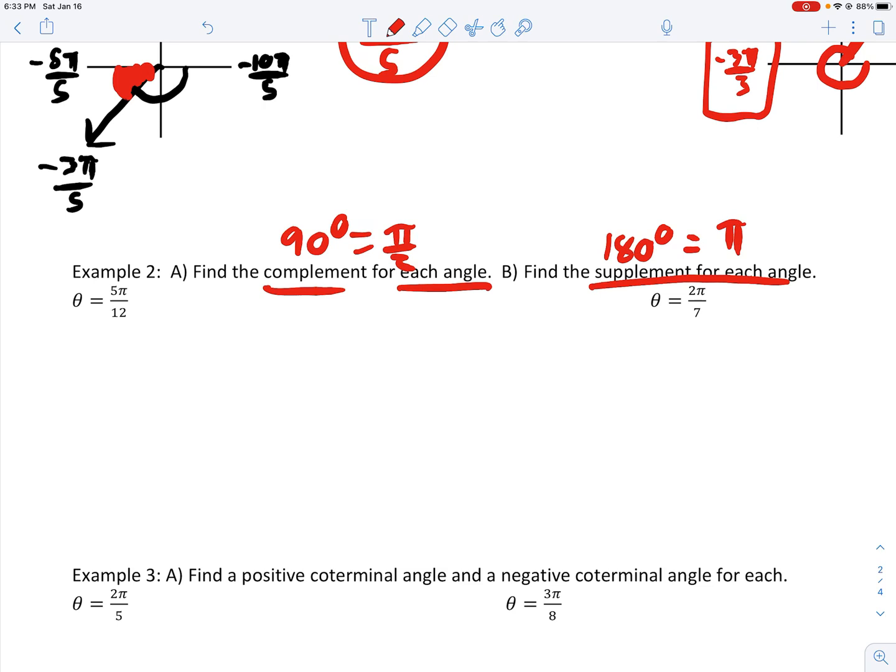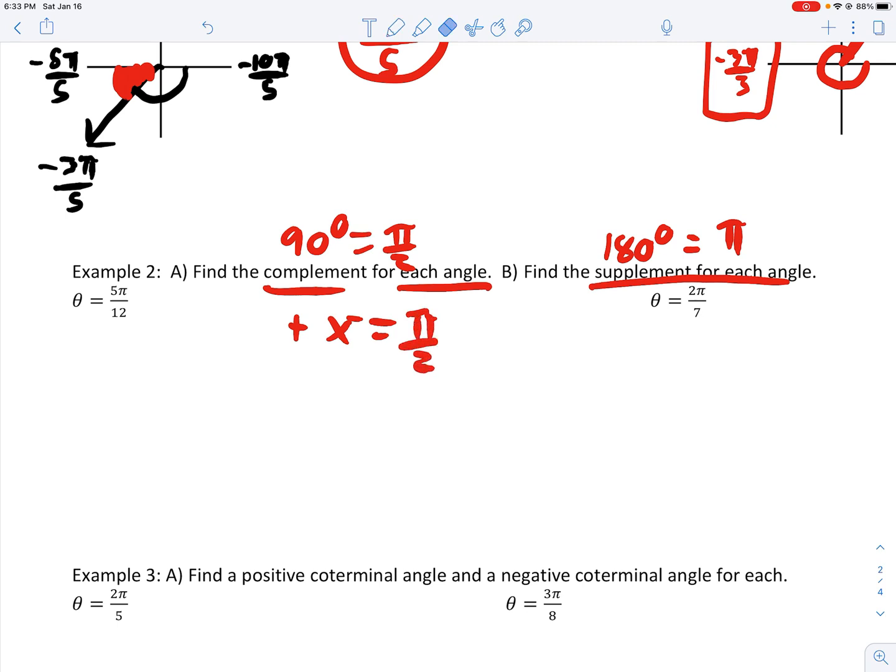So think about it, right? If I told you one angle was 30 degrees, and what's the complement? So it's 30 plus some angle equals 90. You would just subtract 30 from 90. That's how you get the complement. Well, we're working in radians. So whatever your angle is, plus some angle, equals, in this case, pi over 2.